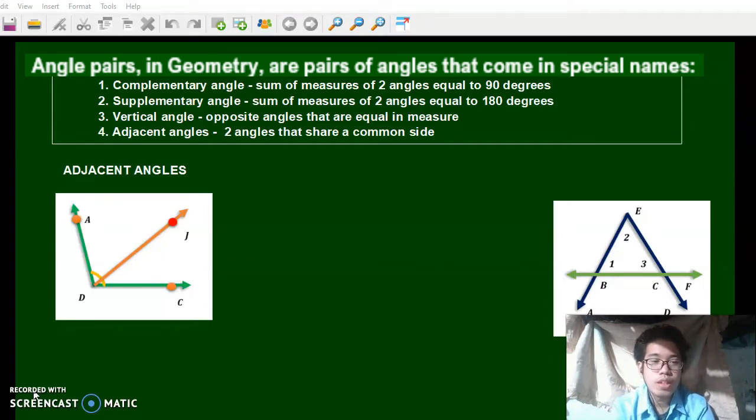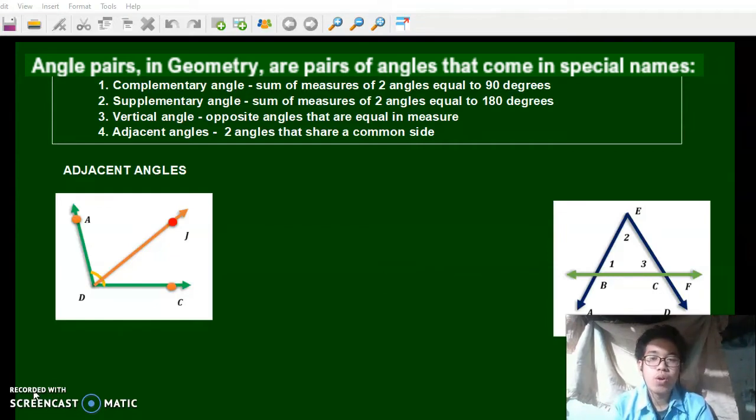These angle pairs have unique properties, the first one being the complementary angle. So complementary angles are two angles, a pair of angles whose sum measures 90 degrees. We've learned that throughout your elementary years, and this is just a bit of a review. This angle pairs has a second type, the supplementary angle. The supplementary angle is a pair of angles whose sum measures 180 degrees.